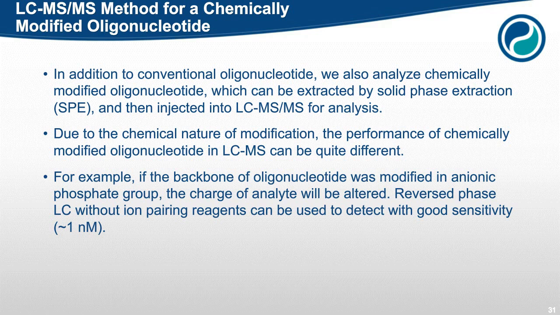In addition to conventional oligonucleotides, we also analyze chemically modified oligonucleotides, which can be extracted by solid phase extraction and then injected into LC-mass for analysis. Due to the chemical nature of the modification, the performance of these chemically modified oligonucleotides in LC-mass can be quite different. For example, if the backbone of oligonucleotides was modified in the phosphate group, the charge of the analyte could be altered. In this case, reverse phase LC without using ion pairing reagent can be used to detect the OGN, and the sensitivity can be improved from 10 nanomolar to 1 nanomolar.